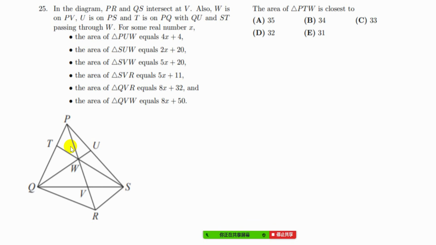So we can label the triangles that it told us. So this would be 1, 2, 3, all the way to 6. And then on the diagram, it would be like 1, 2, 3, 4, 5, and 6. For triangle QTW and PTW, they don't tell us what, for some real number x, what it equals, so we can make this y and z. And for this question, triangle PTW, so we are looking for z.